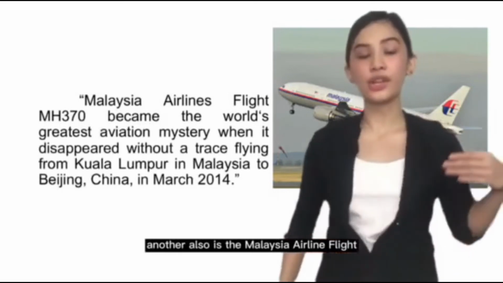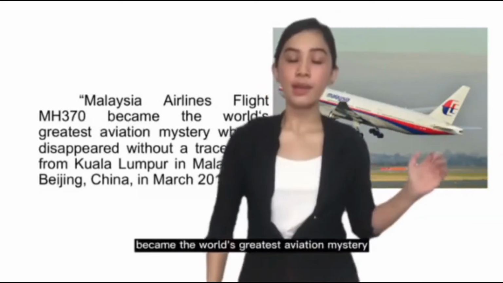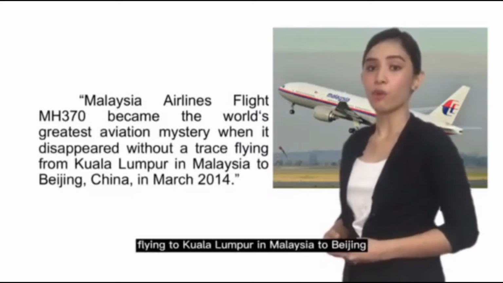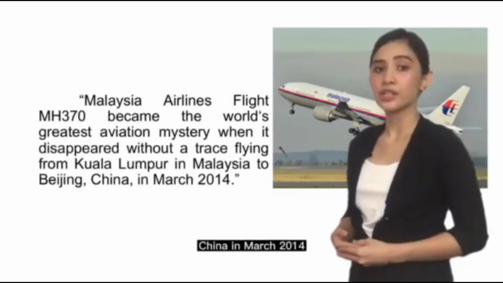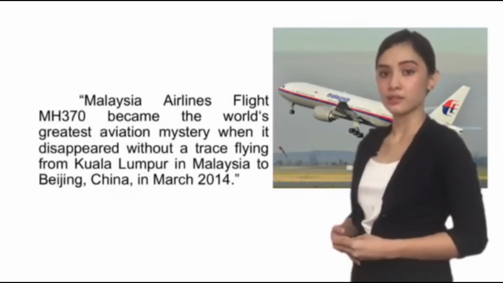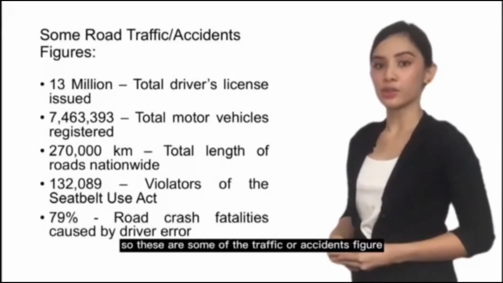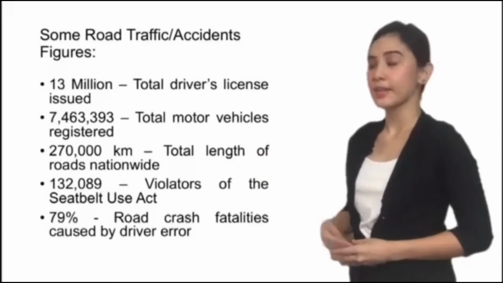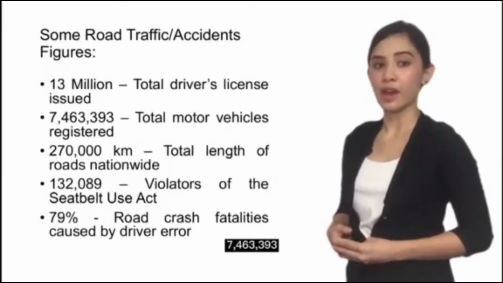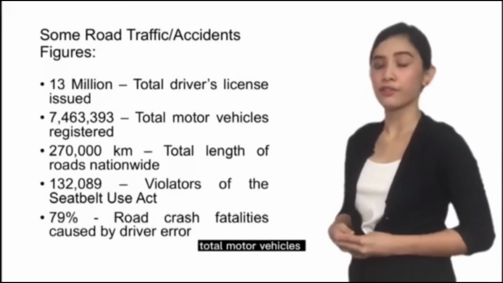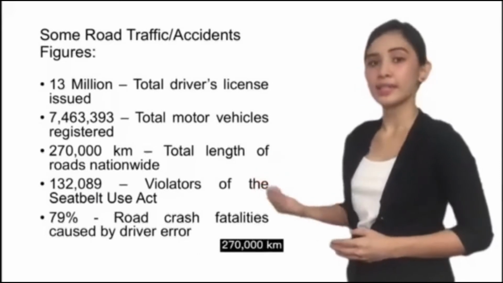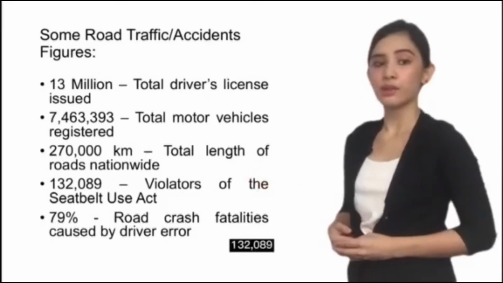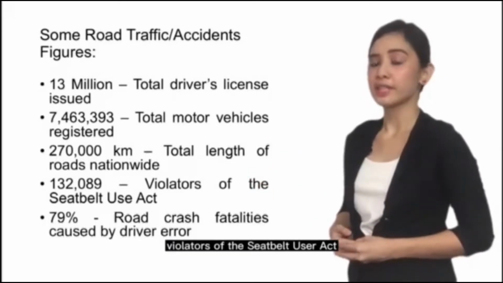Another also is the Malaysia Airlines flight MH370, which became the world's greatest aviation mystery when it disappeared without a trace flying from Kuala Lumpur in Malaysia to Beijing, China in March 2014. So these are some of the traffic accident figures. 13 million total driver's licenses issued, 7,463,393 total motor vehicles registered, 270,000 kilometers total length of roads nationwide, 132,089 violators of the Seatbelt Use Act.